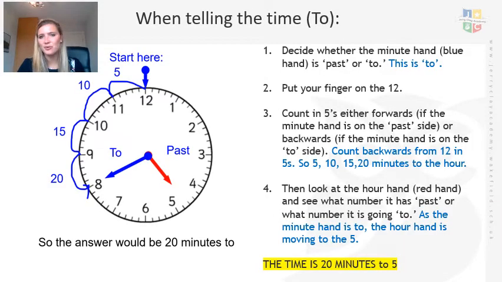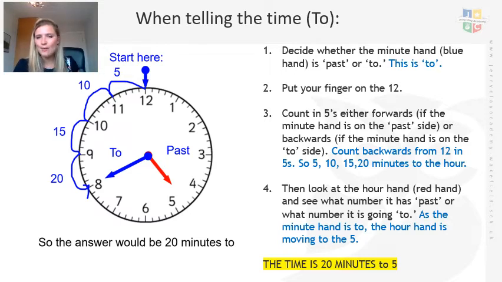Okay, so now looking at our 2, again, it's a very similar idea. We still need to look at the minute hand, we still need to start from the 12, but remember, if it's on the 2 side, we can count backwards because we want to know how many minutes until it gets to the 12, until it gets to the next hour. So again, we notice that the minute hand, the longer hand, is on the 2 side, so we put our finger on the 12 at the top and we count backwards. Now because it is on the exact 8, we can see it is going to be a multiple of 5, so we can count in 5s. 5, 10, 15, 20, so I know that that is 20 minutes to.